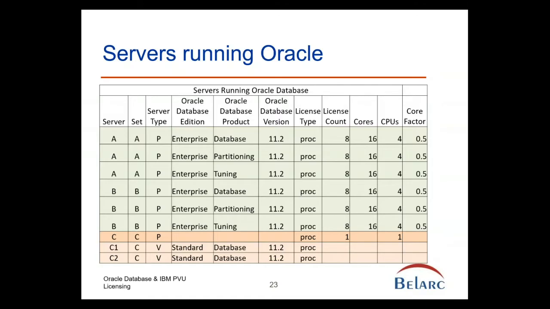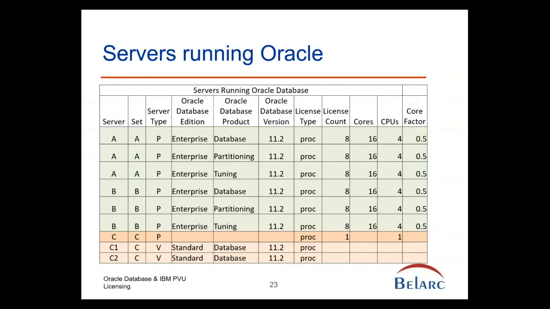Then we have the identity of the edition, product, and version, which we took from the previous table, along with the license type that we determined. And then on the right, we have some extra columns: cores, CPUs, and core factor. These are all characteristics of the server, not the software that's installed.